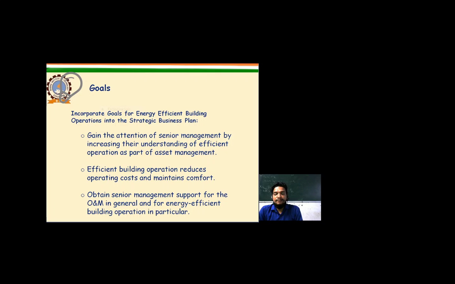This is the second goal, and the next point represents the next goal. I think from the view of senior management, it is also there to obtain senior management support for the operation and management in general, and for efficient building operation in particular.